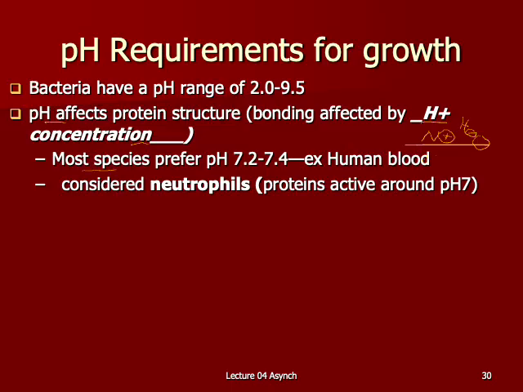Most bacteria like a pH around neutral. For instance, human blood is neutral. A lot of bacteria grow there. So we consider those bacteria neutrophiles. Neutrophiles. These mean their proteins are active around pH 7. Neutrophiles.